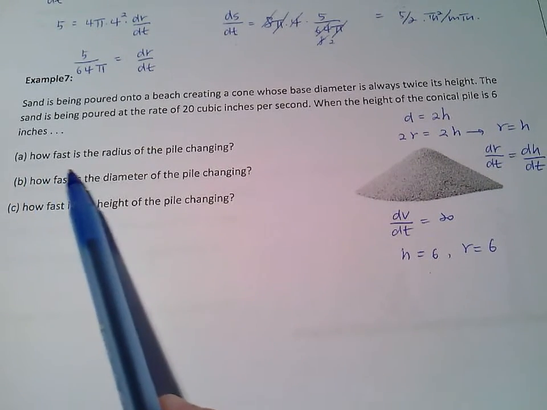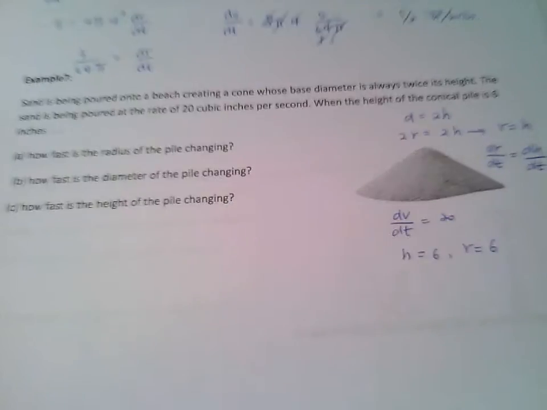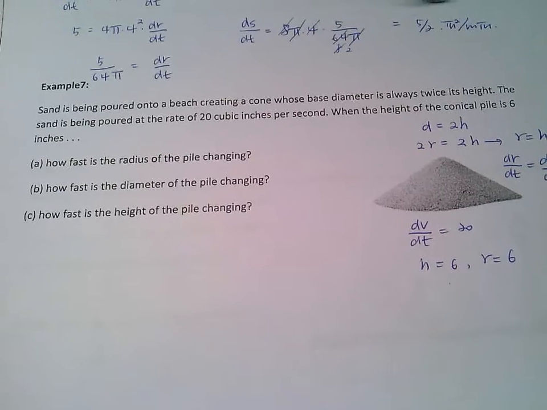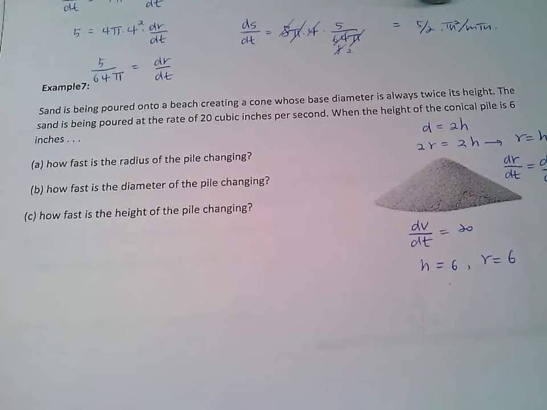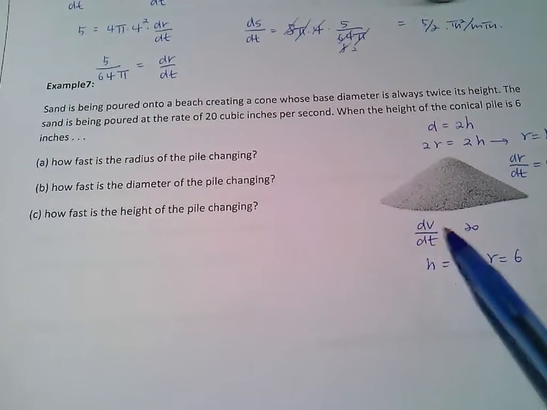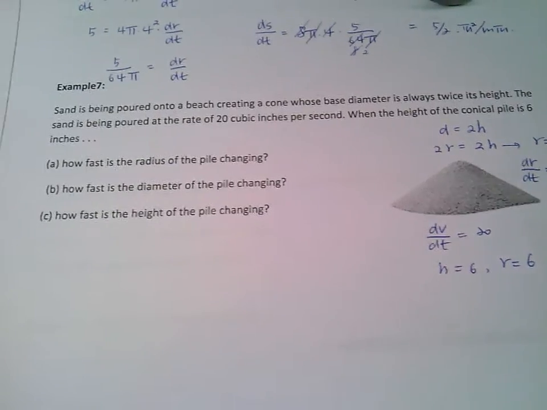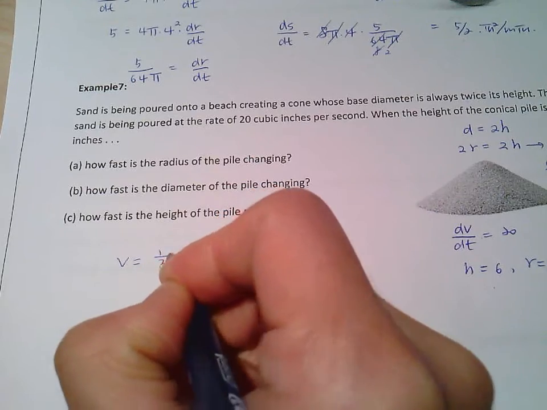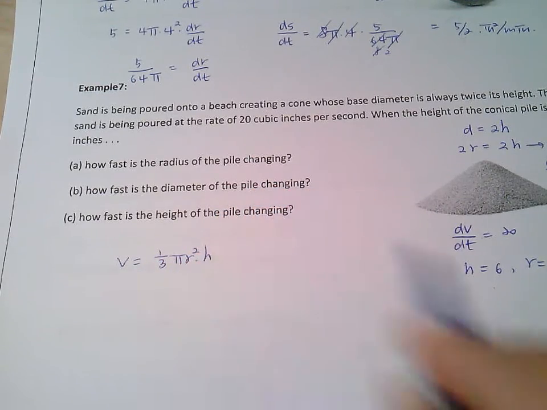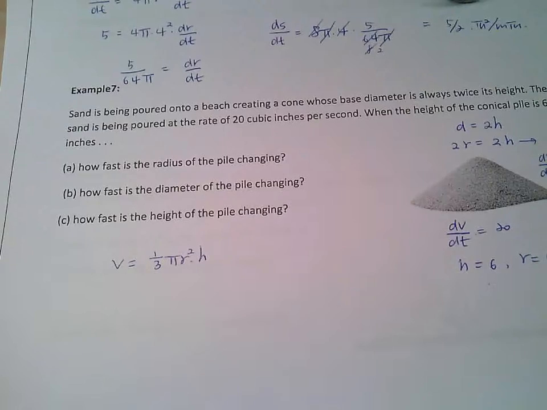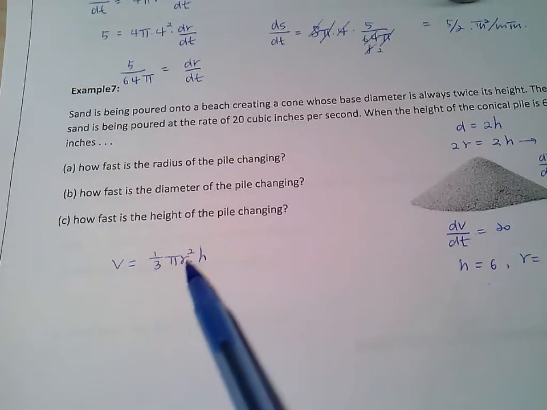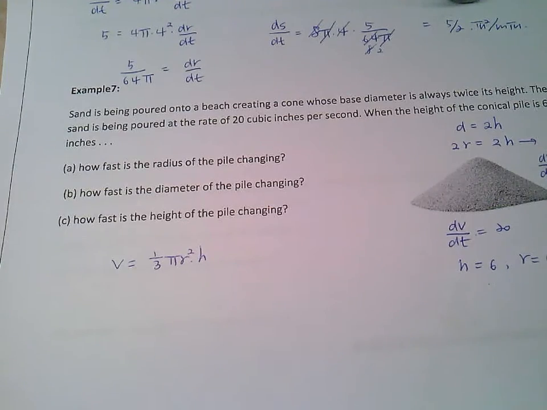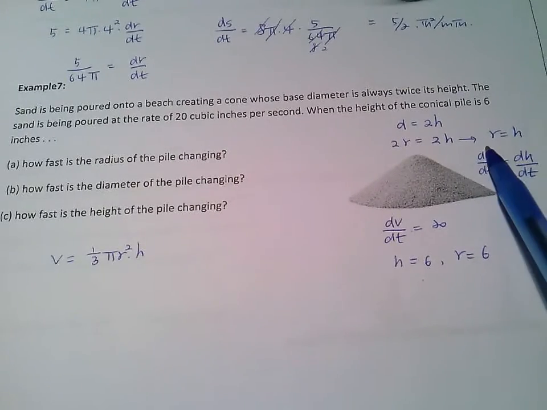Letter A: how fast is the radius of the pile changing? Which means, what is dr over dt? That's the question. In this case, we have to use the volume because we are given dV over dt. Do you remember the volume of a cone? That is one third pi r squared times height. In this case, we might have to use the product rule. But we don't have to, because we are given a clue.